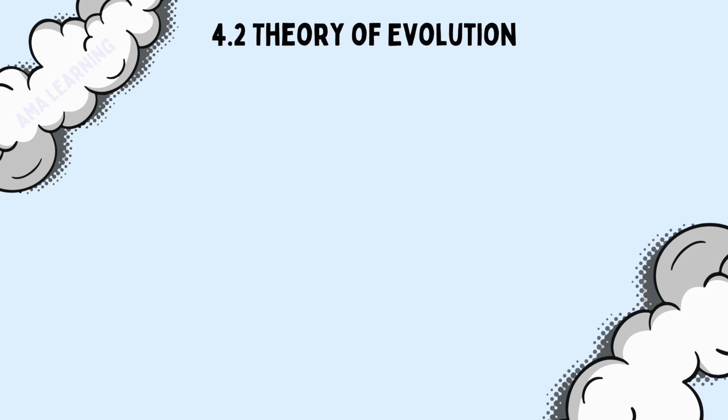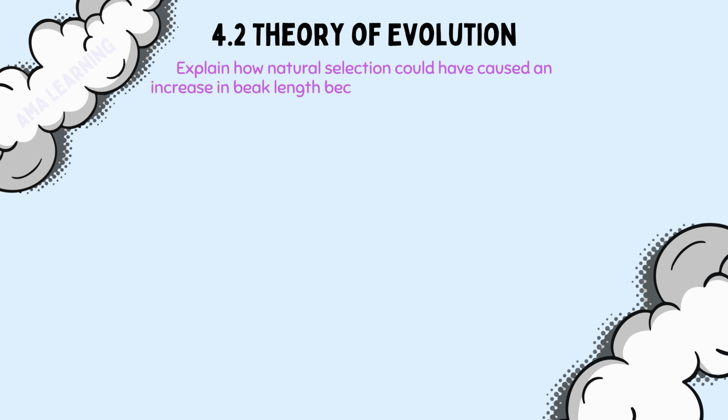Let's apply what we have learnt to a past paper question. This 4-mark question is asking us to explain how natural selection could have caused an increase in beak length because of the use of bird feeders. We know from our learning that to successfully answer any question linked to natural selection, we must link the answer to the 5 stages of natural selection.